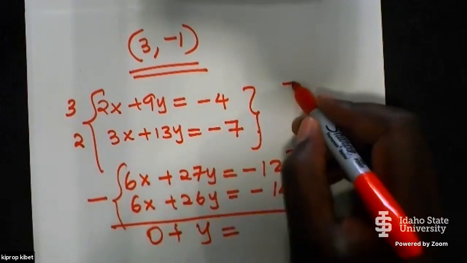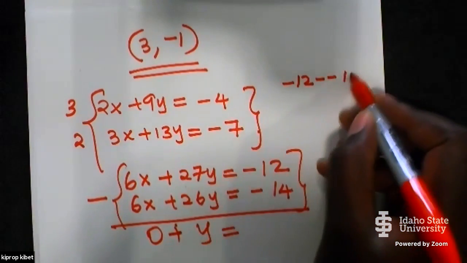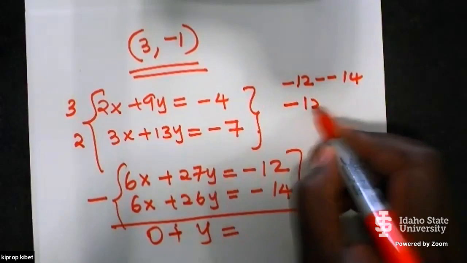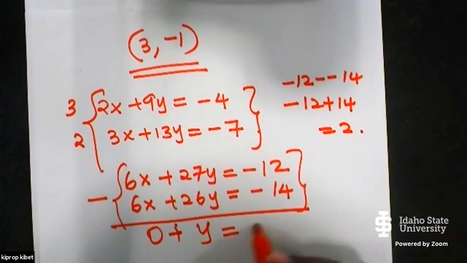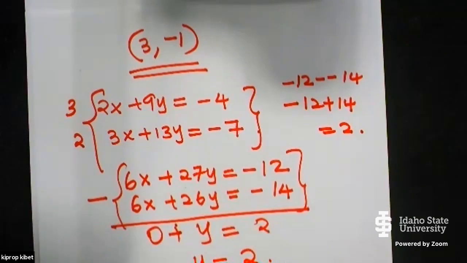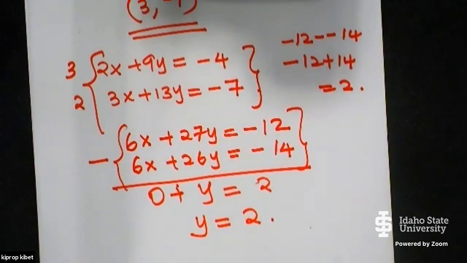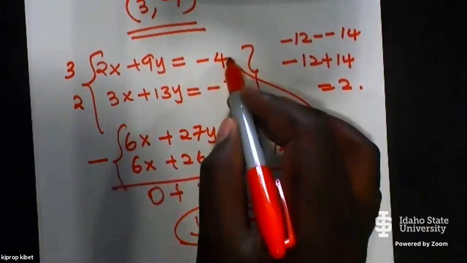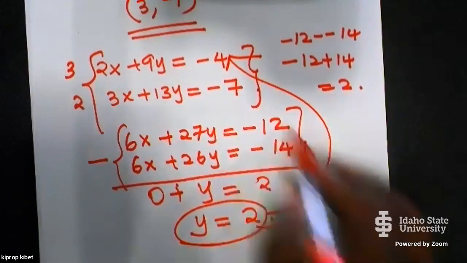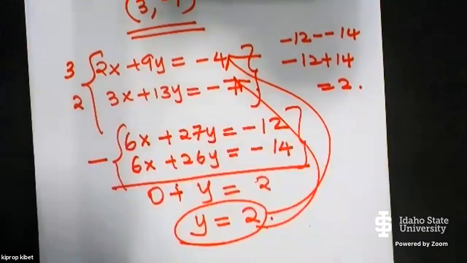So minus 12 minus 14. So this is like minus 12 plus what? 14, which is equals to 2. So y is equals to 2. So we get the value of x. So we bring this y to any of the equations here. So we can use the first one.